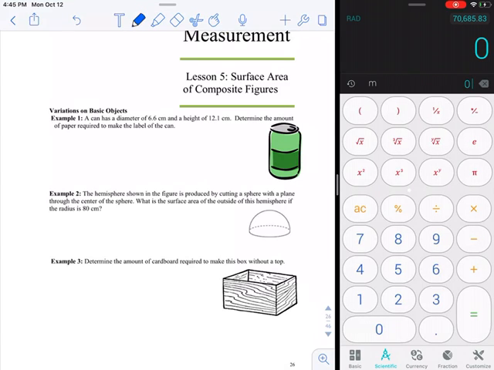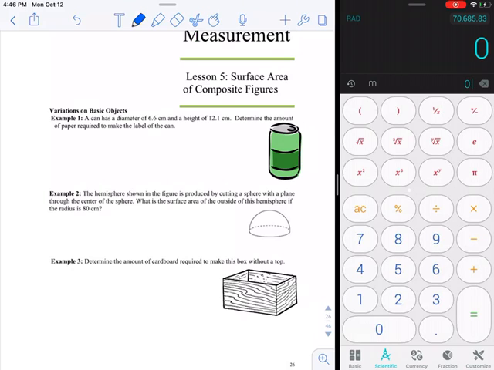Okay, lesson 5, surface area of composite figures. So we're going to have to refer back to the previous lessons to figure out the formulas that we need, but we might not be able to just use the formulas as they're given. We might have to use parts of the formulas or figure out the whole thing and divide it by 2 or add different formulas together based on the shape.